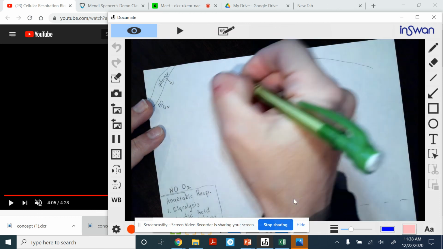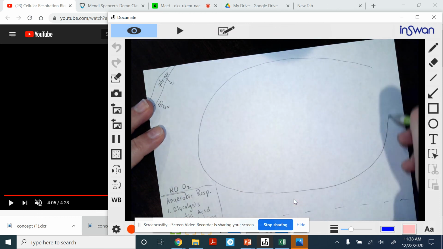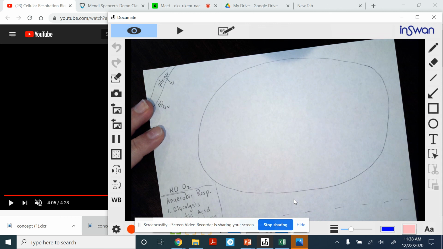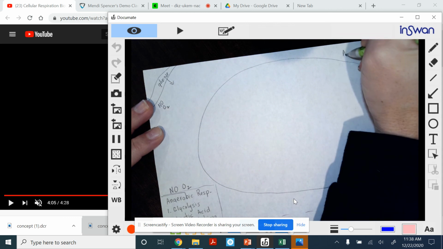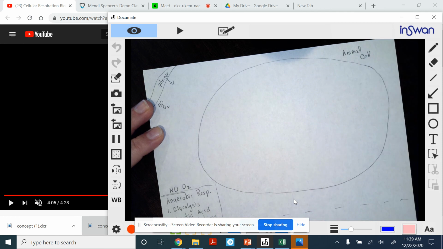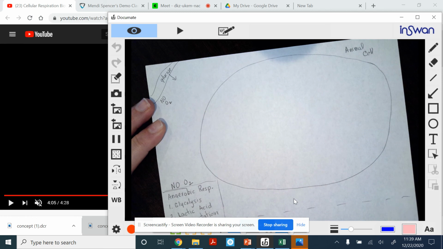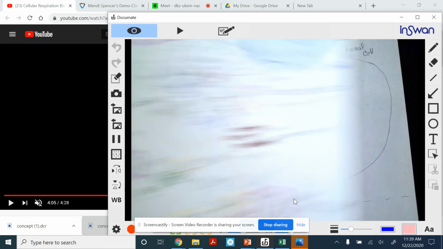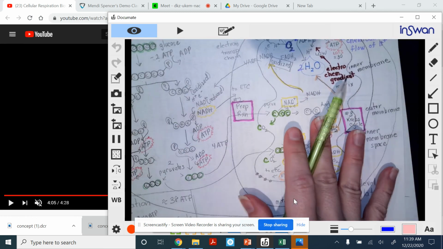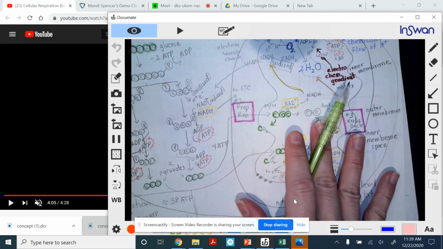So let's draw a big cell again. And this is just in the upper part of your paper. And I'm just going to indicate animal cell because you are an animal. And if you're not able to get oxygen delivered to your cells, you can't do this. You have to do plan B.